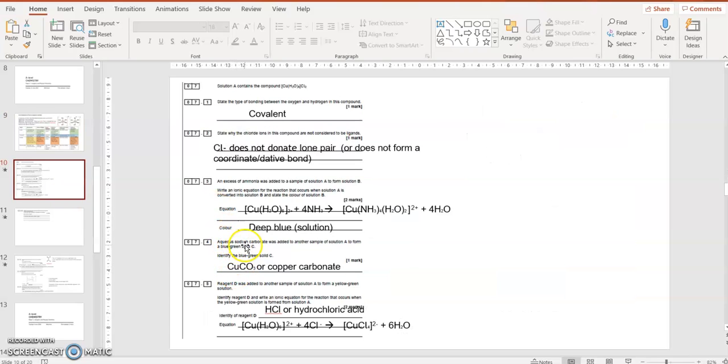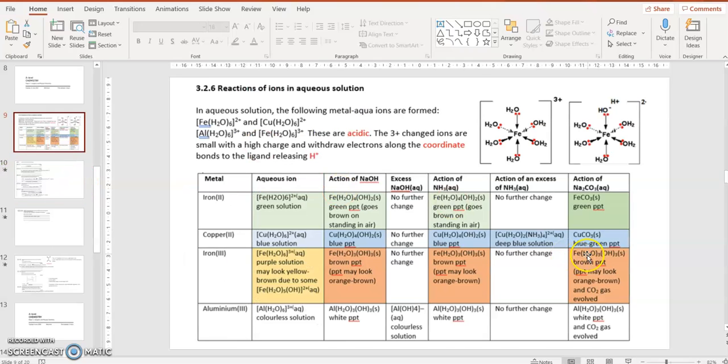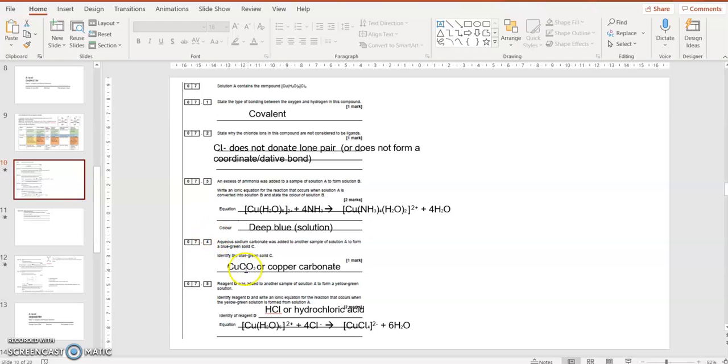Okay. Sodium carbonate, what does it make with copper? Just got to learn it. It makes copper carbonate as a bluey-green precipitate. Reagent D was added to another sample of solution A to form a yellow-green solution. Identify D. This is tricky.